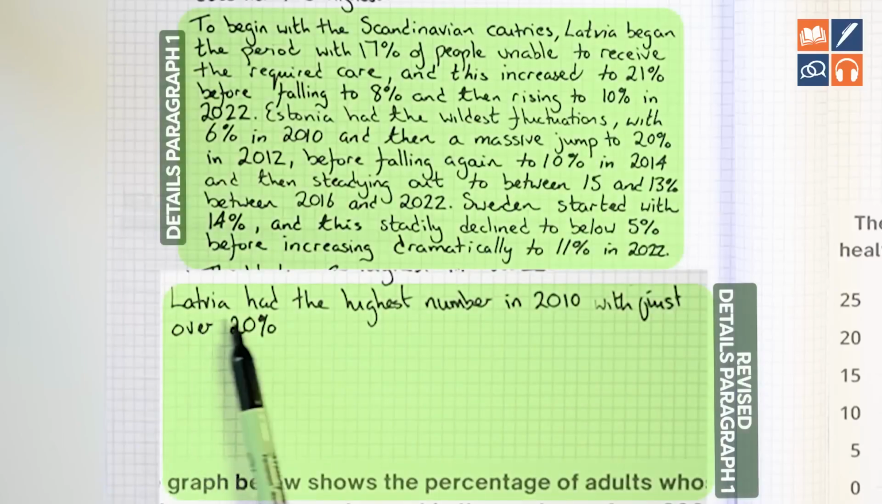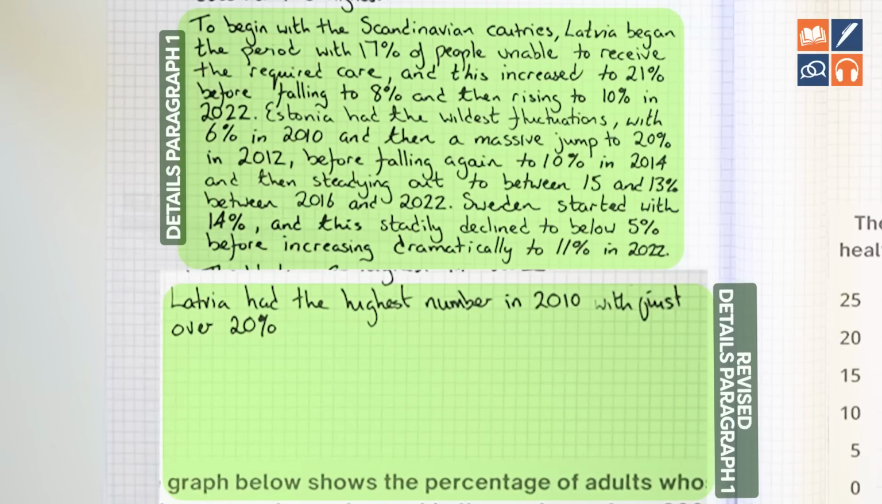So we started off with Latvia had the highest number in 2010 with just over 20%. Contrast that with the Band 6 student. Latvia began the period with 17% of people unable to receive the required care, and this increased to 21%. So the two main differences there are the Band 8 student is selecting the key features. The Band 6 student is writing about everything.